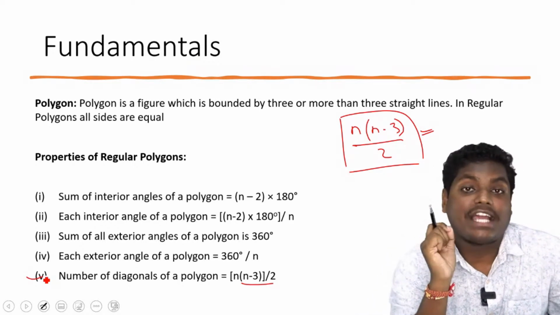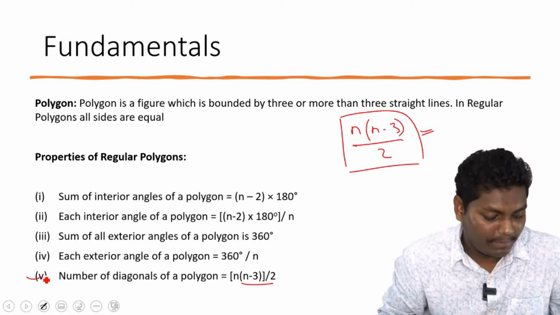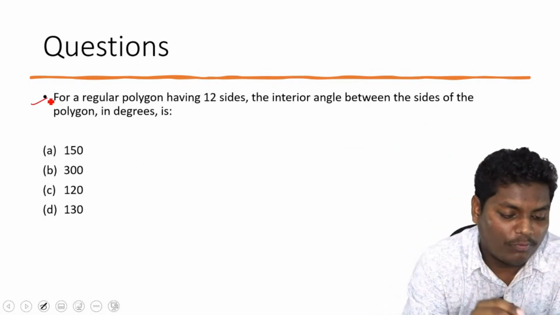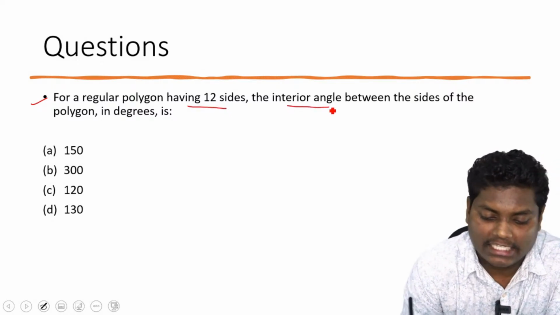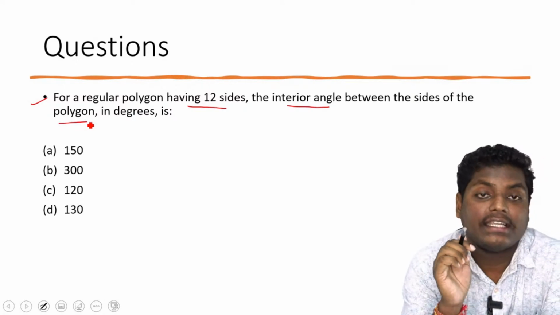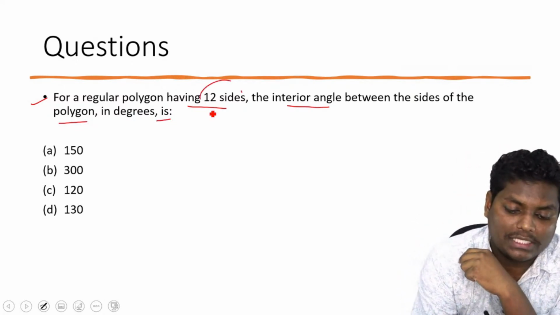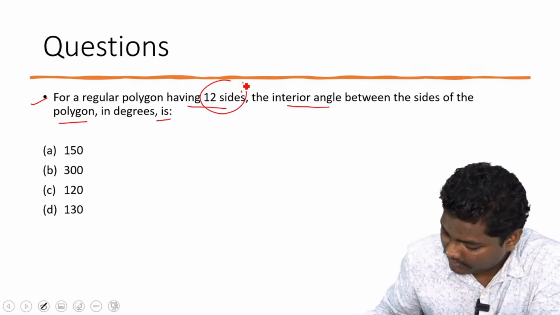So then let's dive in and solve some questions so that we gain more clarity over the concepts. The first question, let's begin with a very simple one. For a regular polygon having 12 sides, the interior angle between the sides of the polygon is, so what is the interior angle for a 12-sided polygon? Try solving this with me.